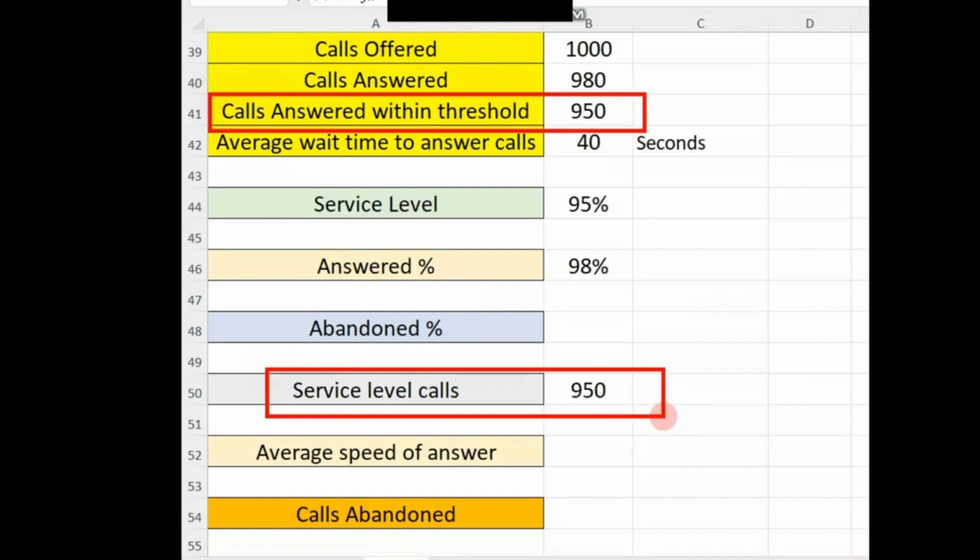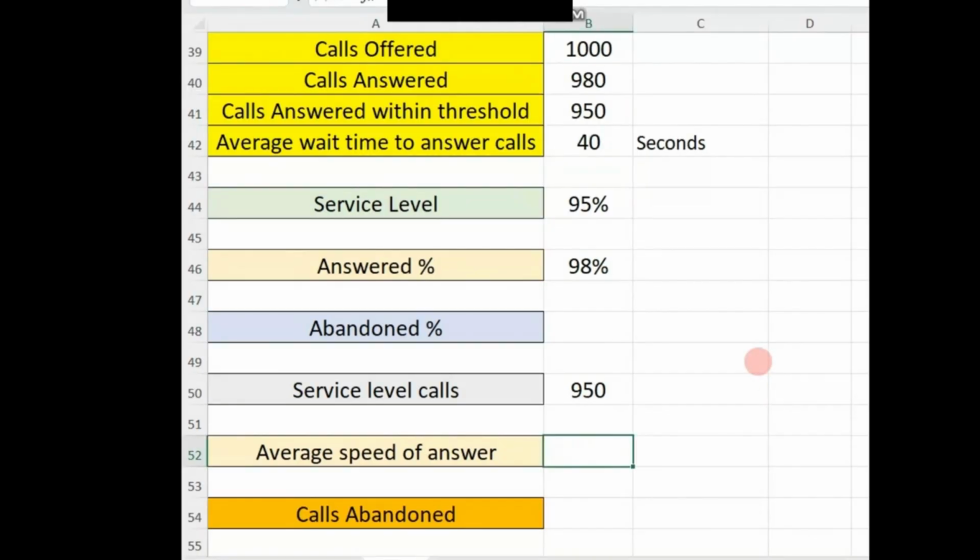If someone asks you in the interview, they give you the service level percentage and the calls offered, and on the basis of that you have to find out how many calls have been answered within service level, you can find the service level calls by multiplying the service level by the calls offered.